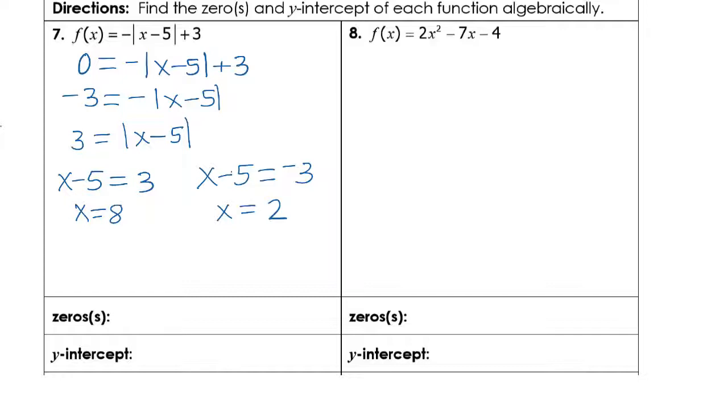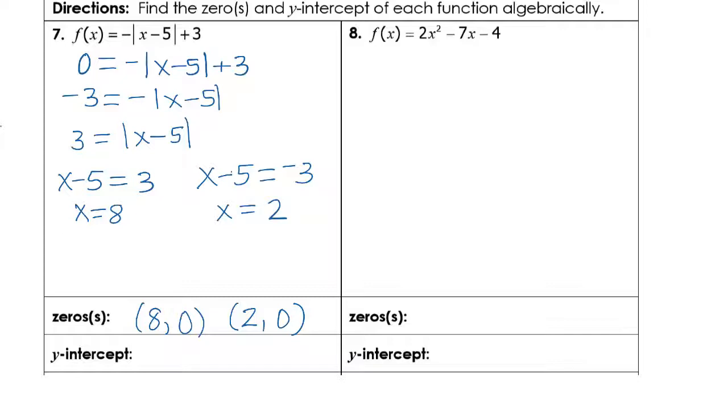So our zeros for our function we found were (8, 0) and (2, 0). So there are the zeros for the function. And again, we start out, we set the function equal to 0 and solve for x.